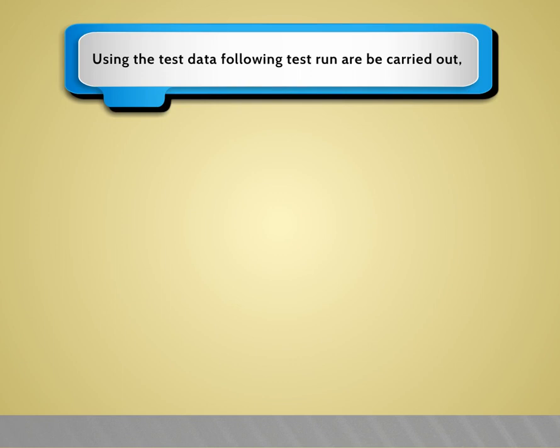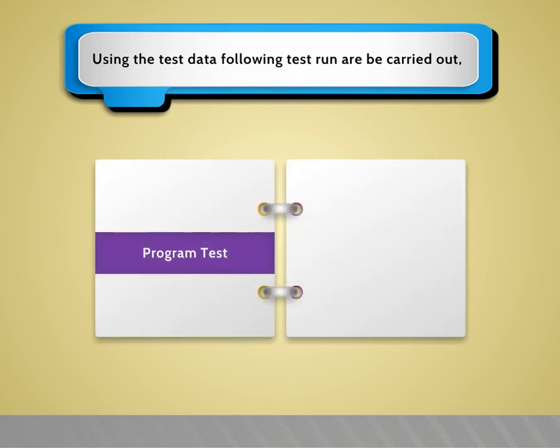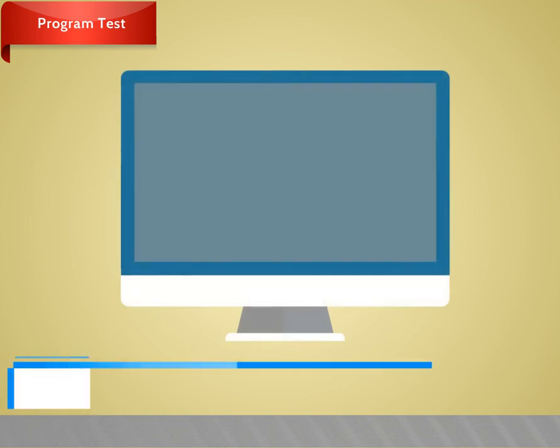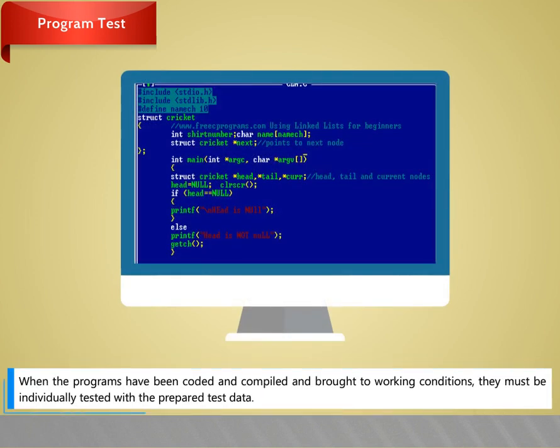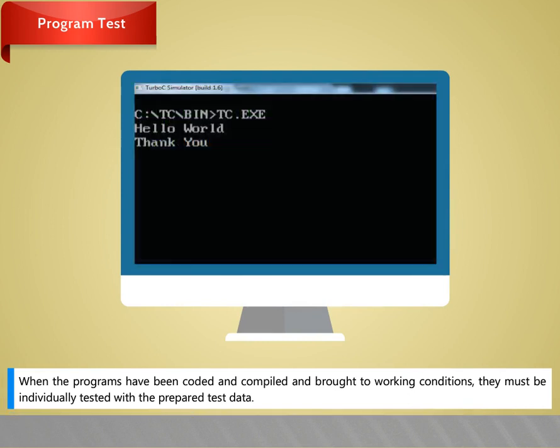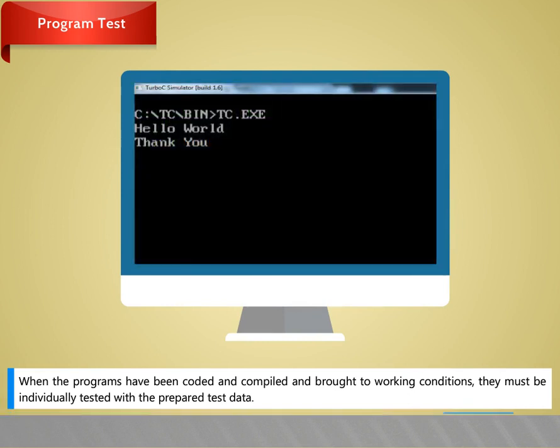Using the test data, the following test runs are carried out: program test, system test. Program test. When the programs have been coded and compiled and brought to working conditions, they must be equally tested with the prepared test data.